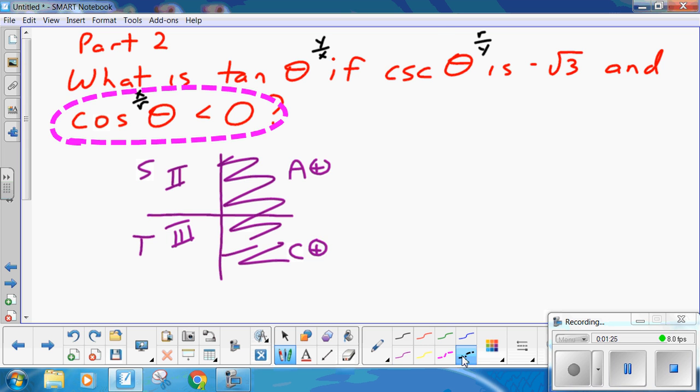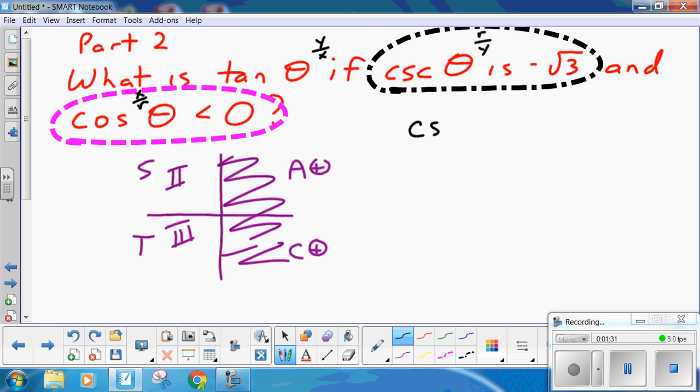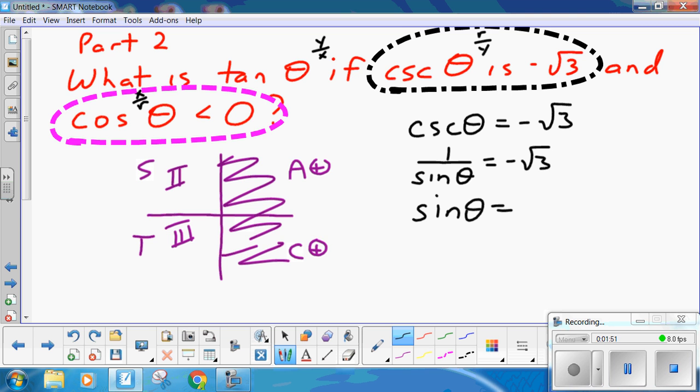The other bit of information we're given: cosecant of theta equals minus the root of 3. Now, cosecant of theta, I don't like dealing with. When we do trig, I strongly recommend convert it. It becomes 1 over sine of theta. Now, flip both sides. Sine of theta becomes 1 over minus root 3.